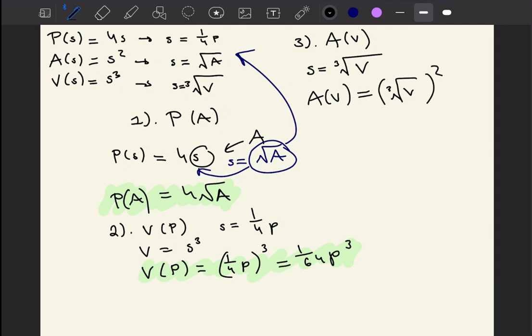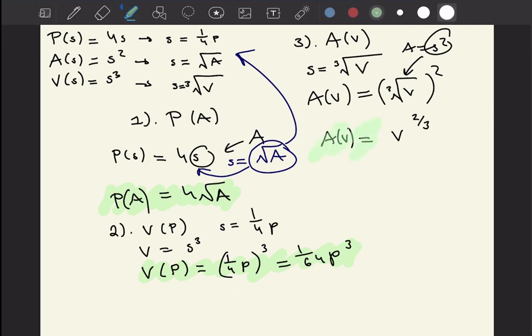Because this is S. You have A equals S squared. Your S turns into this. And you can simplify this to A of V is equal to V to the power of 2/3. Right? And these are our functions. They're like composite functions, but we just rewrite them in terms of V or P or A.